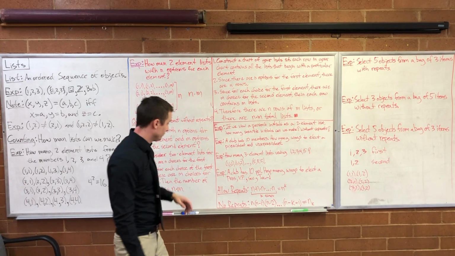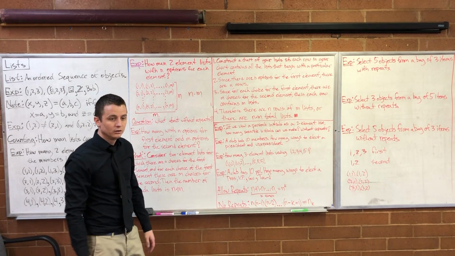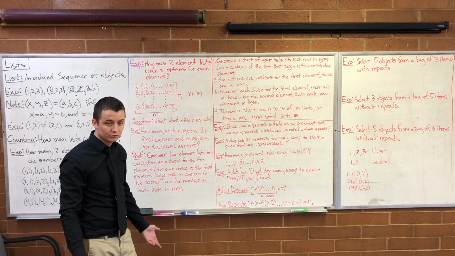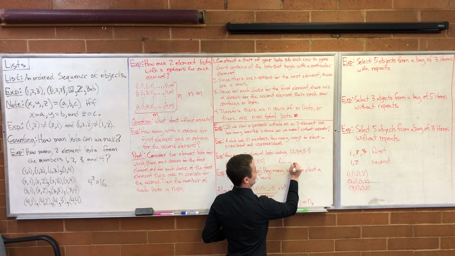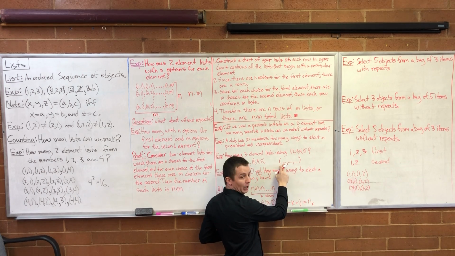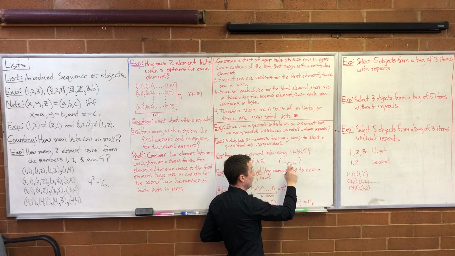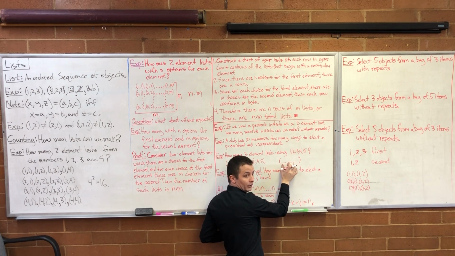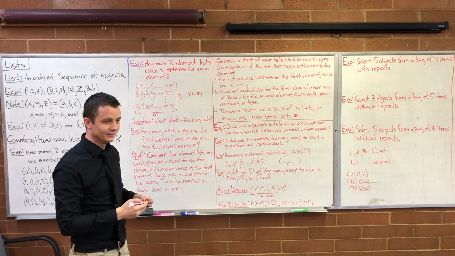Alright? Another question. How many 3-element lists can we make using the numbers 1, 2, 3, 4, 5? 125 or 5 cubed, right? If we're talking about filling out some random list, we have 5 options for the first element, 5 options for the second, 5 options for the third. We have 5 options for the first, and for each of those 5 options, we have 5 options for the second, and for each of those 25 options, we have 5 options for the third. Make sense? So for a total of 125 ways to do that. You're learning how to count.